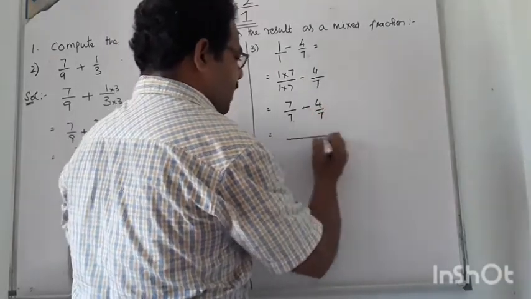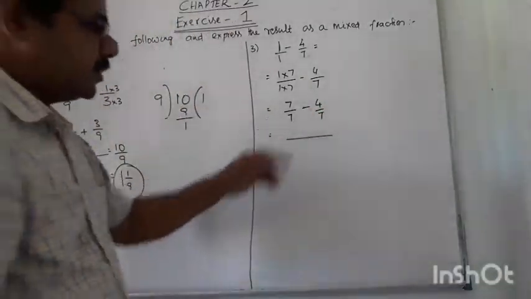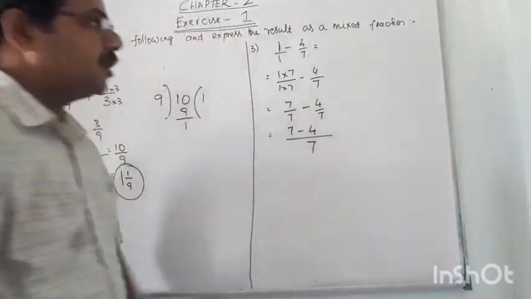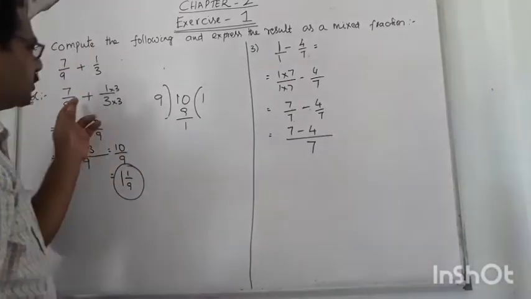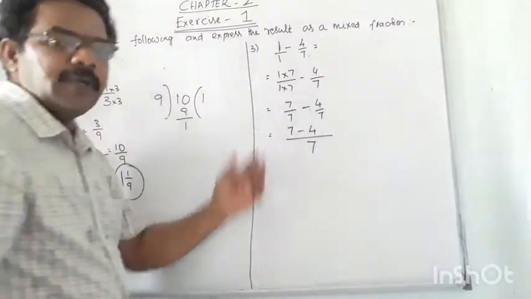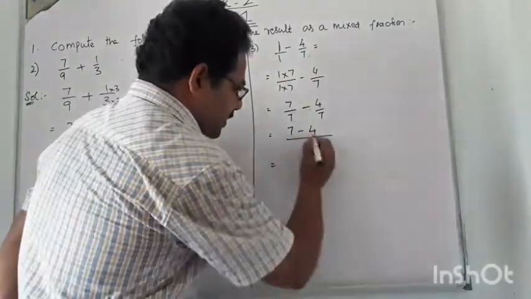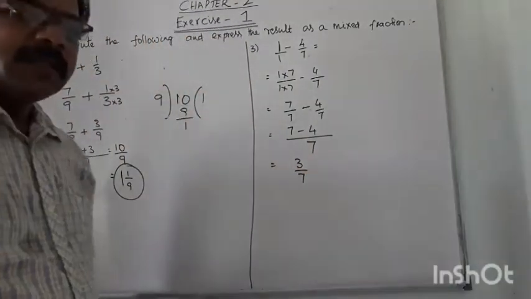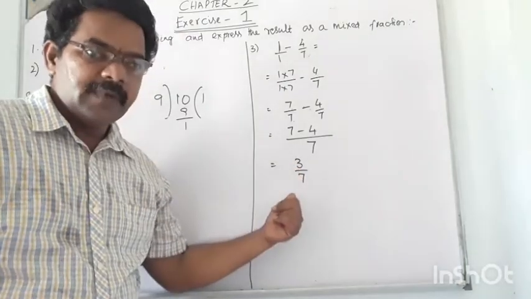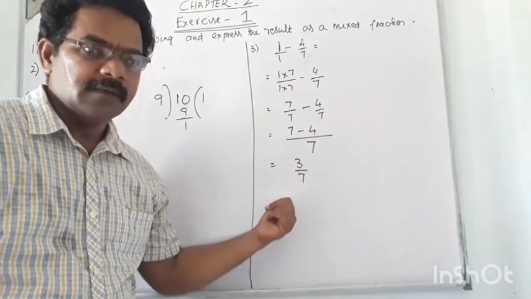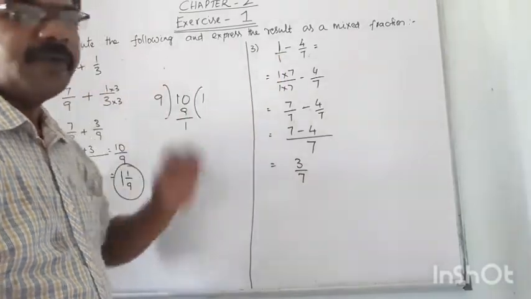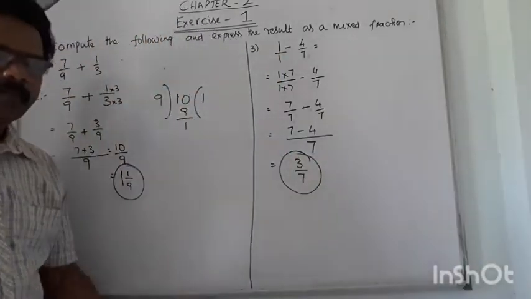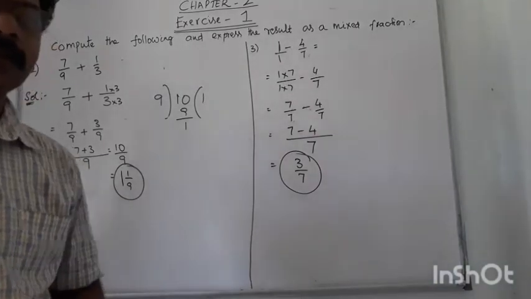So you can find the common denominator for these two: 7 is the common denominator. 7 minus 4. Here the two fractions are in subtraction. In the previous sum the two fractions were in addition, so we added; here we have to subtract. So 7 minus 4 is equal to 3, giving 3 by 7. 3 by 7 is a proper fraction, so it cannot be written in the form of a mixed fraction. The answer itself is 3 by 7. Okay. Please pause the video and note down the sums.